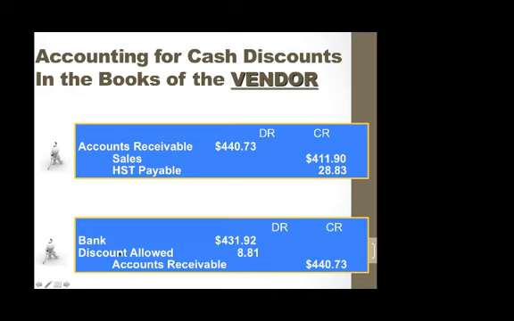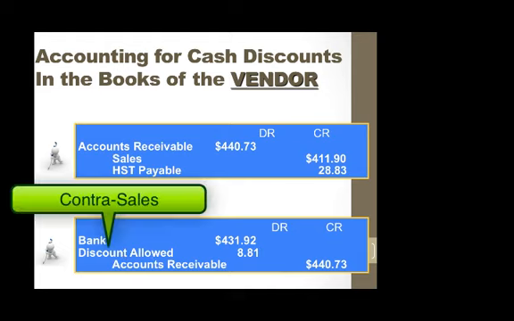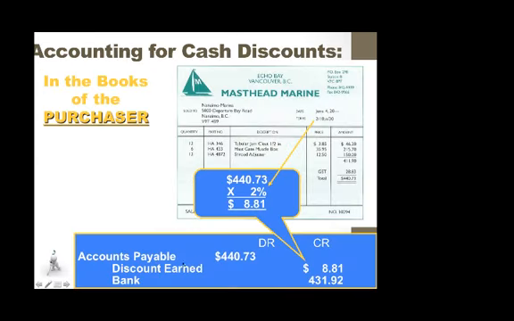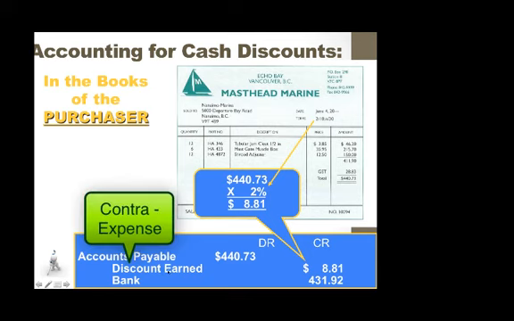So in the books of the vendor, the discount is called discounts allowed, and this is a contra sales account, whereas, let's go back, the discounts earned account is a contra expense account. You're going to find this in the income statement cost of goods sold section.